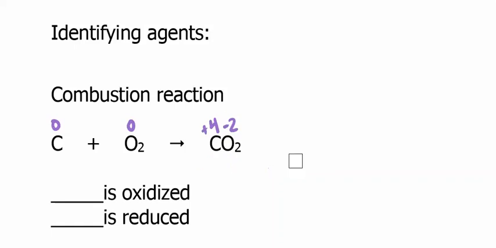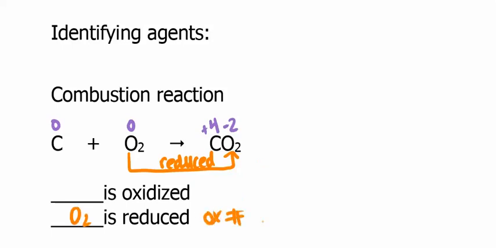Okay, and then to see what is oxidized and what is reduced, the way I remember it is that whichever substance has an oxidation number that is reduced, in this case oxygen, that is what's being reduced in the reaction. So oxidation number reduced. The opposite is true. The one whose oxidation number increases is oxidized. So that's carbon.